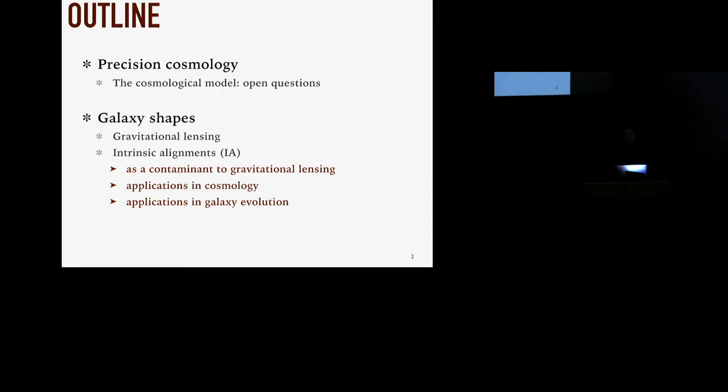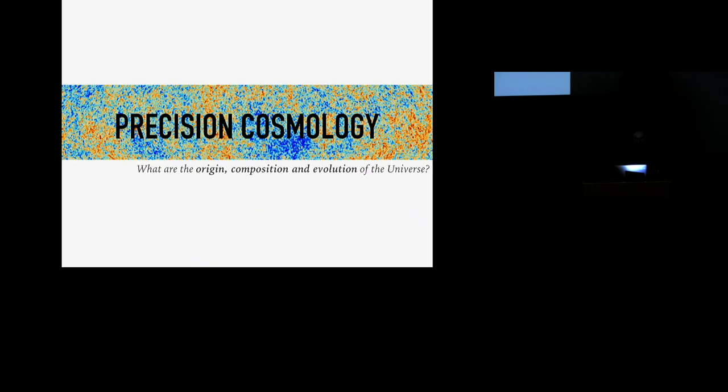And these alignments, we know they're there in the universe. They've been observed to high significance. They act as a contaminant to gravitational lensing, so they get in the way of us extracting the information that we want from lensing. But they also have other applications to cosmology and to galaxy evolution, and I hope I can tell you about some of them today.